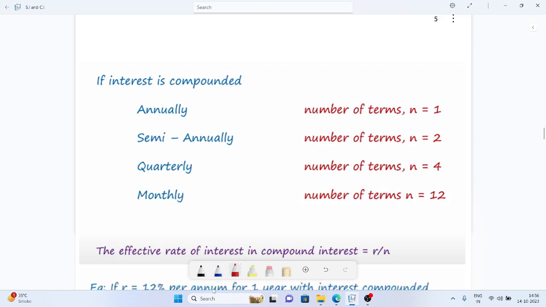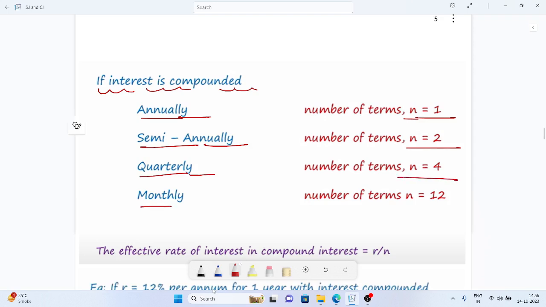If interest is compounded annually, you have to pay one time, so the number of terms n equals 1. Semi-annually means n equals 2, because you have to pay the loan or invested amount in two chances. Okay. Quarterly means n equals 4, and monthly means n equals 12, because you have to pay the interest or loan every month. So n equals 12.